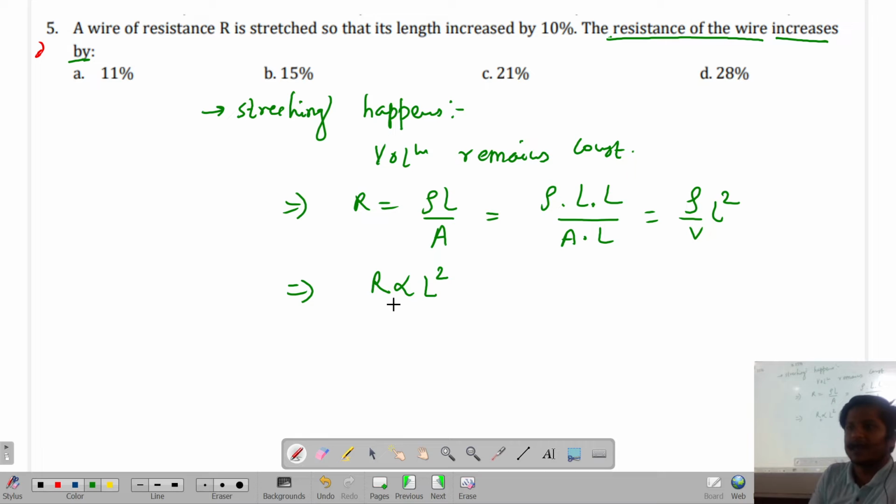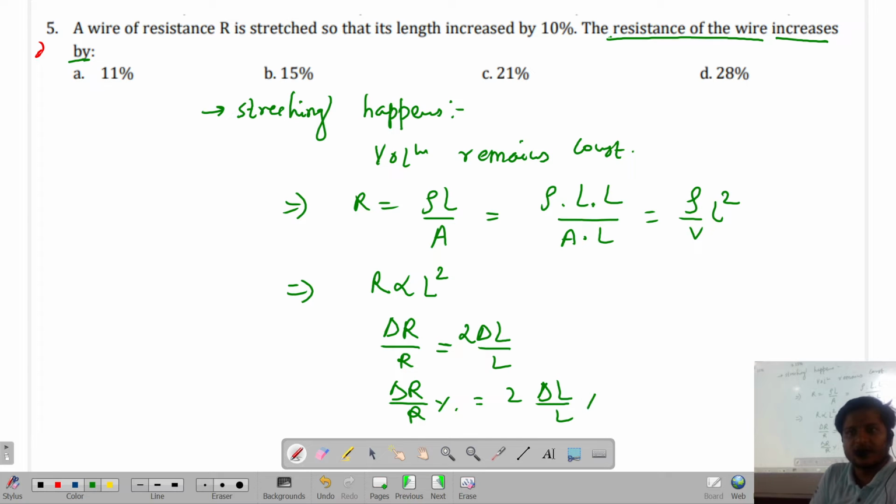Yes or no? I can take the differentiation. Delta R by R can be written as twice of delta L by L. Now this is delta R by R percentage equal to twice of delta L by L percent. Yes or no? So now look over here. If I increase the length by 10%, resistance increases by a total of 20% or not? Tell me.